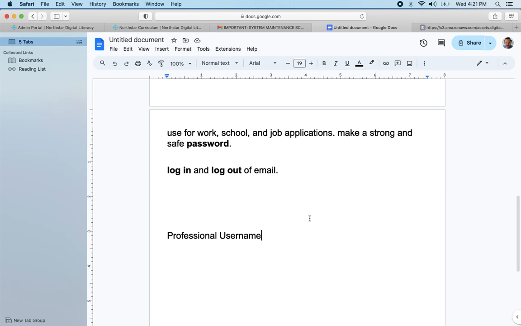Okay, a username must be unique. That means only one. You cannot use the username of another person or business that currently uses it. It has to be unique.